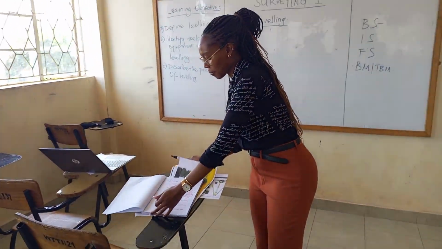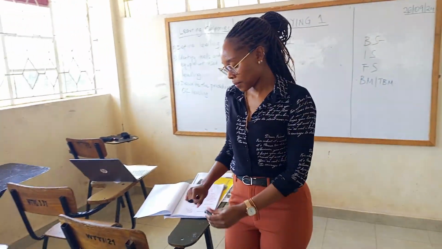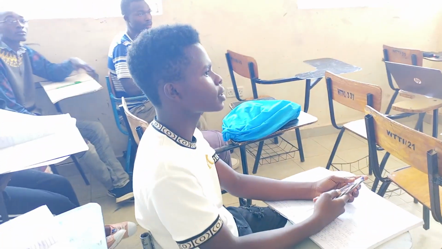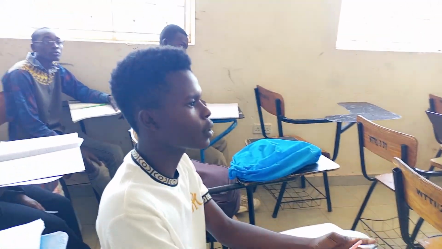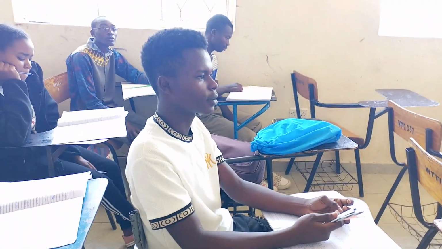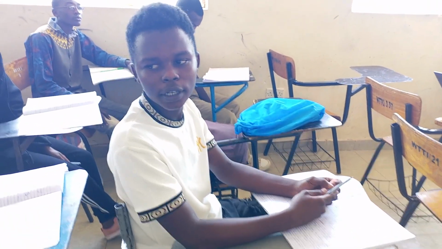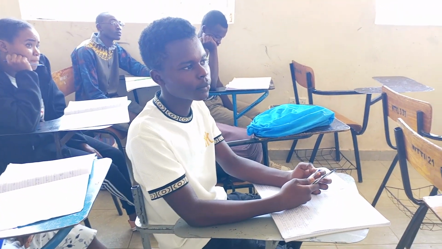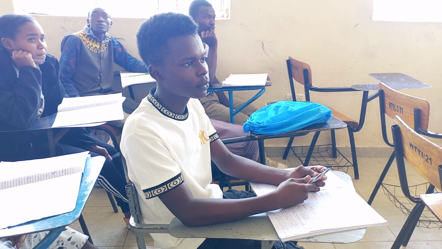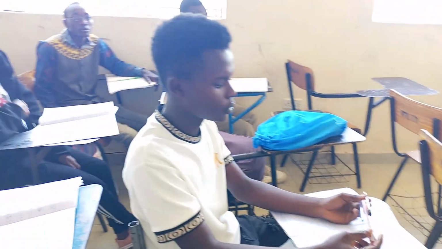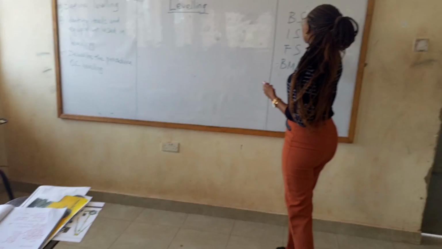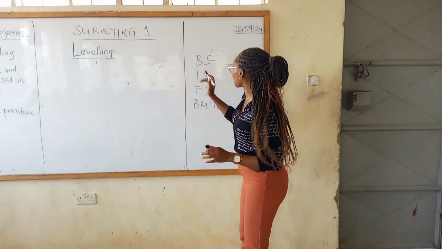Class, backsights ni nini? This is the first step which is taken. Backsight. It is the first staff reading which is taken when the instrument has been set up. Is he correct? Amos, is he correct? Yes, that's correct. This is the first staff reading that is taken after the instrument has been set up.